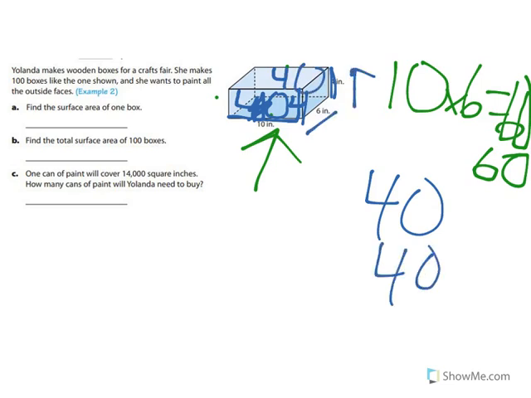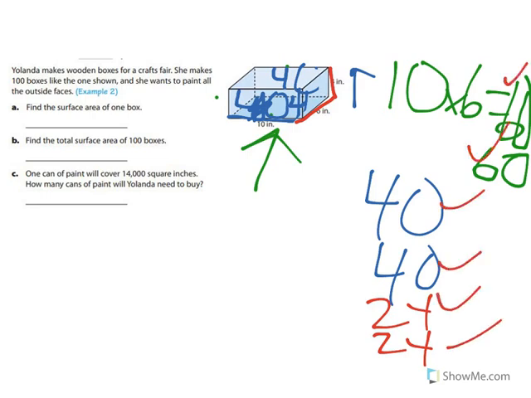I have 6 times my height. Let me erase that so you can see it. So 6 times 4. I'm going to change my color to red. So that's going to be this rectangle now. 6 times 4. That's 24. And I'm going to do that 2 times. So you can see there's my 6 faces: 1, 2, 3, 4, 5, 6.